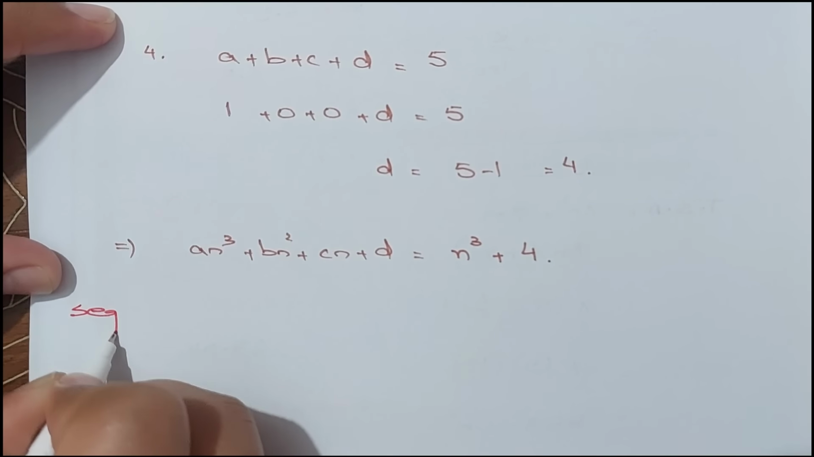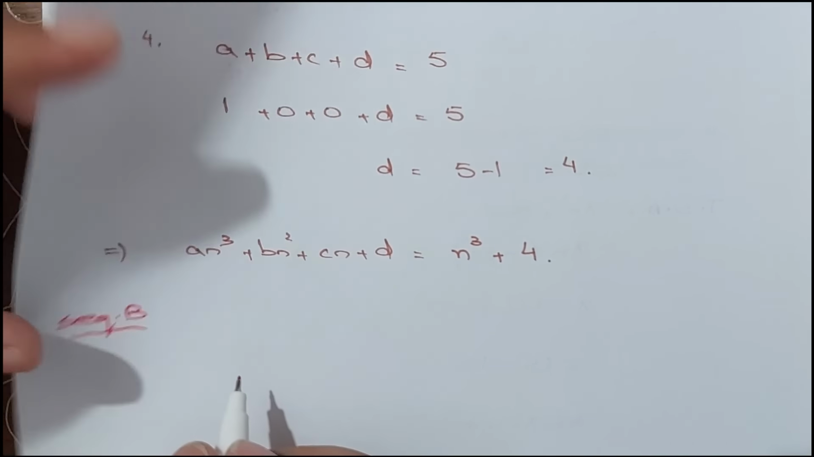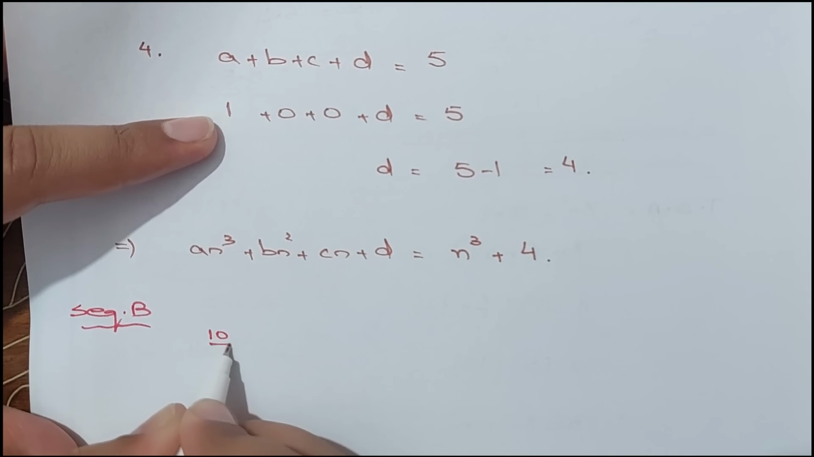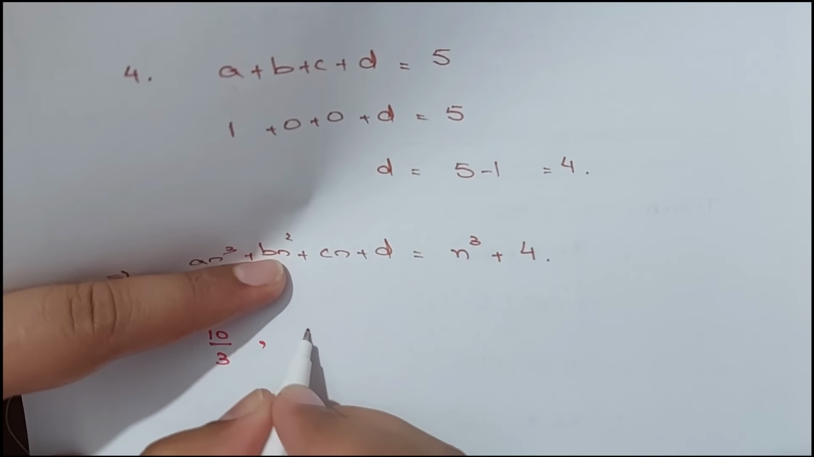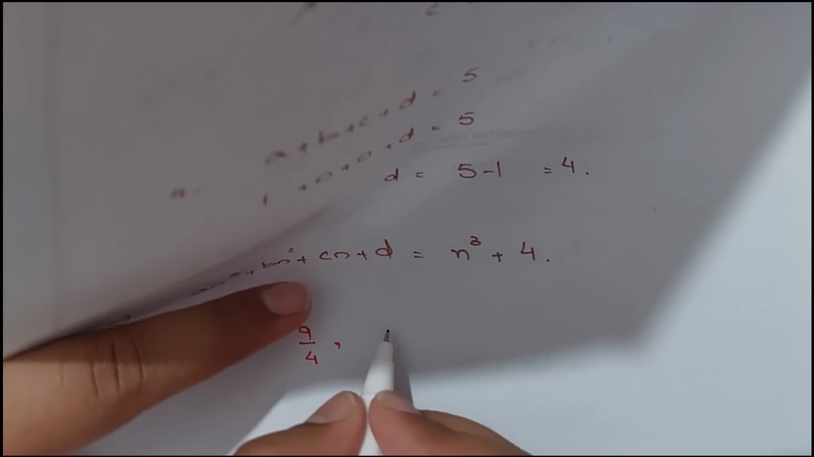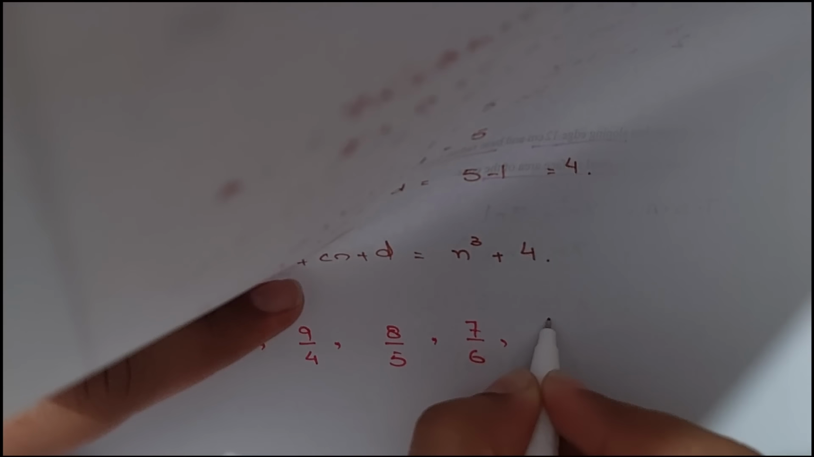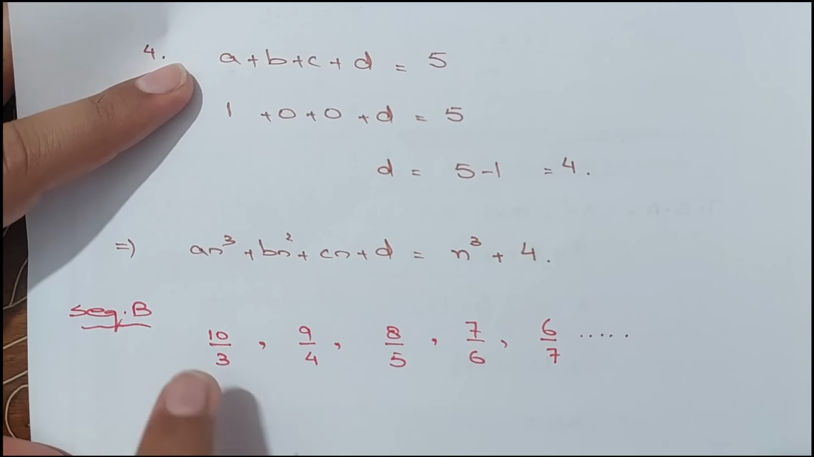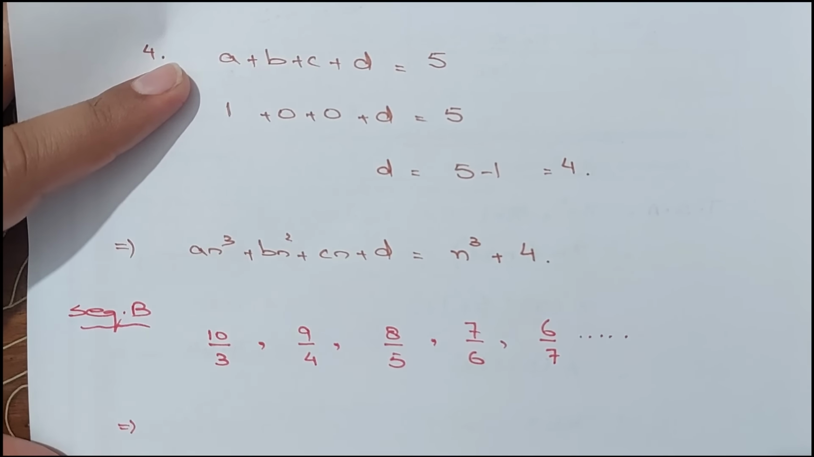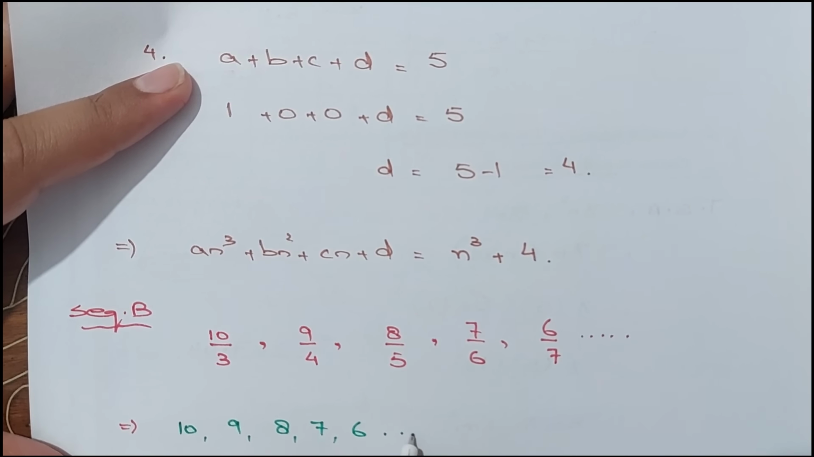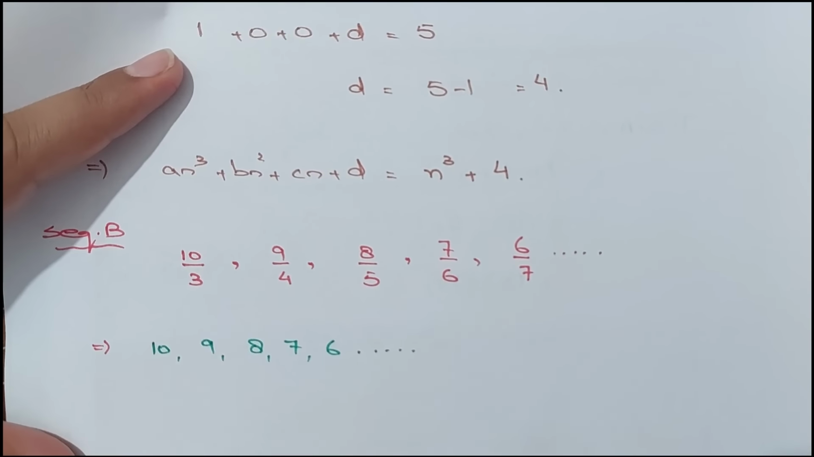All right. Now moving to the second difference sequence B. Let me write down sequence B over here. The sequence B is 10 over 3, then 9 over 4, 8 over 5, the next is 7 over 6, 6 over 7, and so on. If we talk about the numerator first, the numerators are 10, 9, 8, 7, 6, and so on, so decreasing by 1. Minus 1, minus 1, minus 1, minus 1.